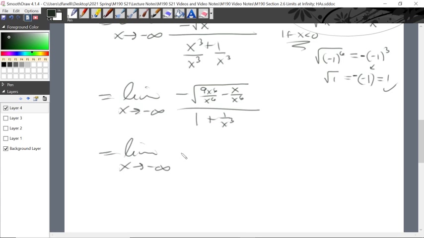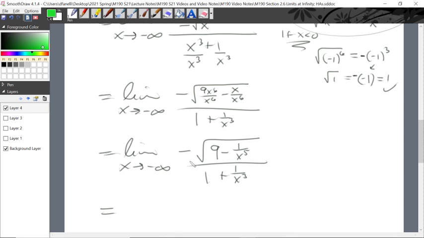x goes to negative infinity. We have a negative in front, square root of 9 minus 1 over x to the fifth, over 1 plus 1 over x to the third. Run this limit from here, and what do you get? Try running this limit right now, and let me know what you get.